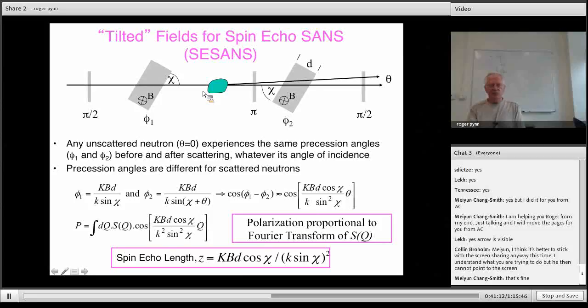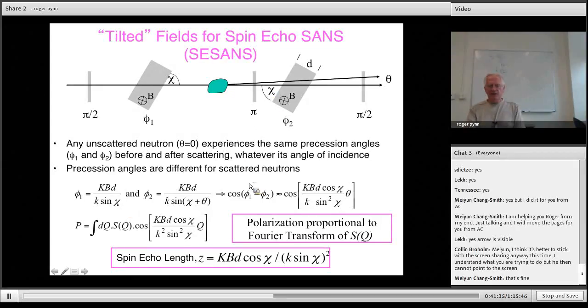So let's look at what the precession angles are in the incident beam and in the scattered beam. Here we have the precession angle in the incident beam. It's just this canonical expression, some constant times B times this perpendicular distance here divided by k sine chi, where chi is this angle here.